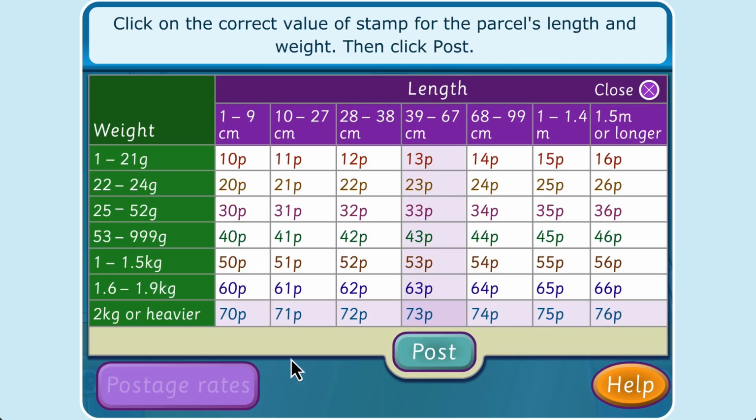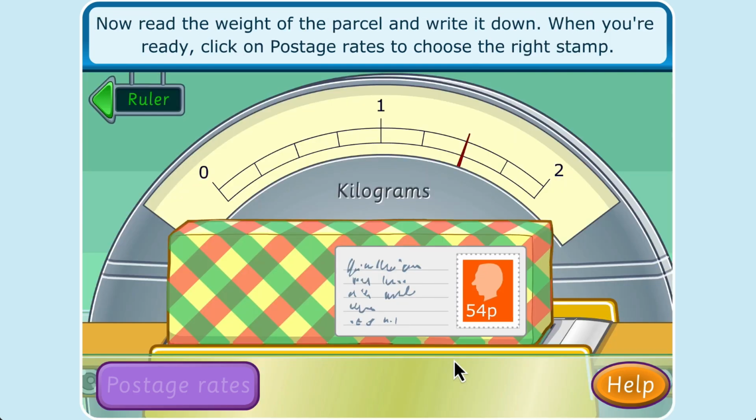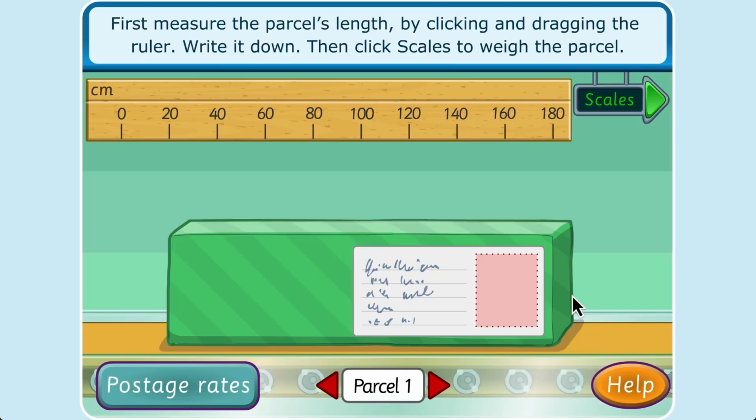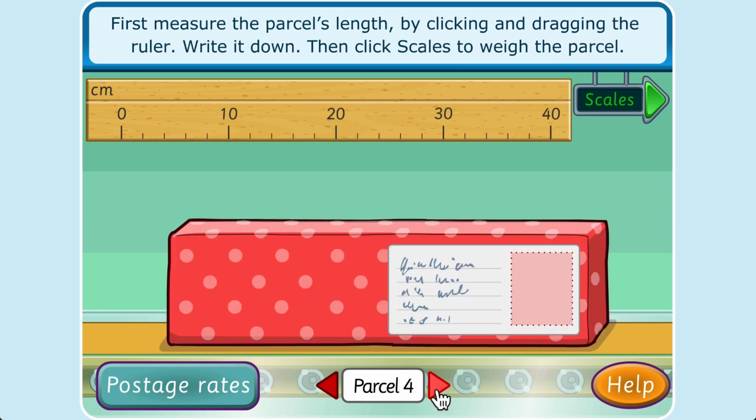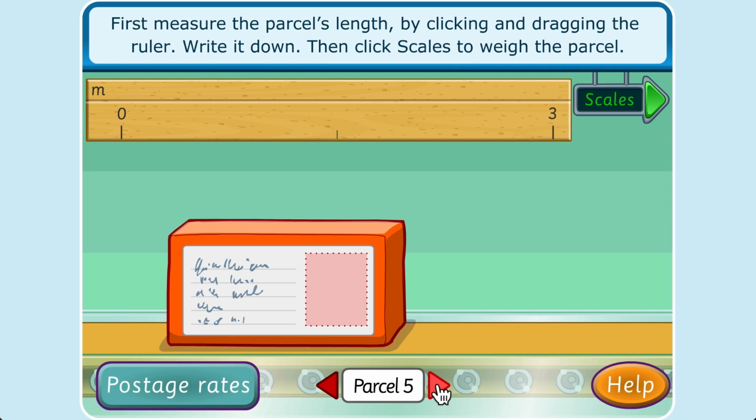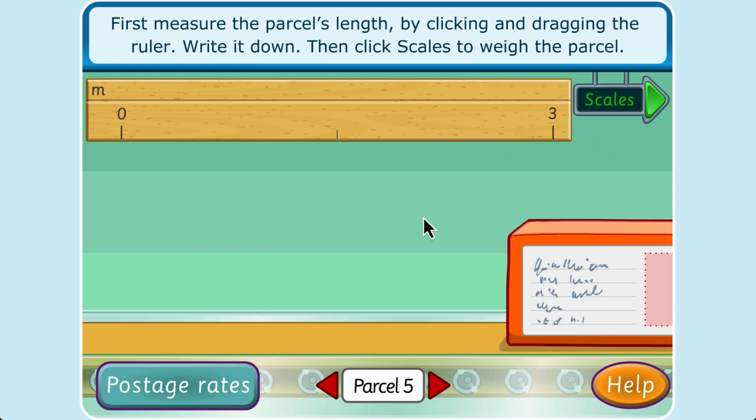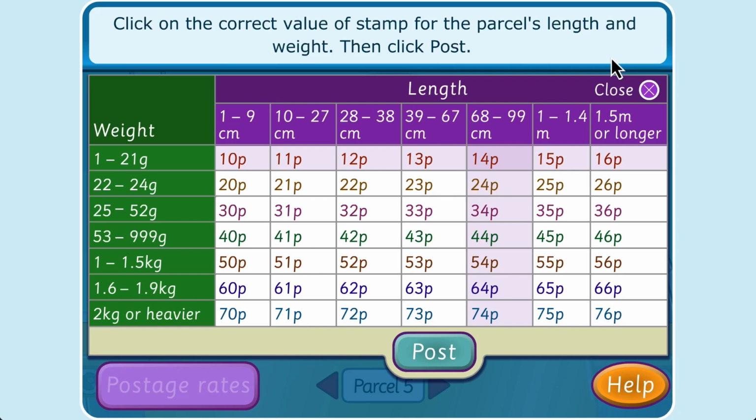So we need the length here to be 68, which is this column, and we need the weight to be 1.5. So 68, here it meets 1.5, so we're gonna put this stamp. Let's check. It's correct. Check the game in the description. You have 1, 2, 3, 4, 5 parcels that you need to measure the length and then the mass for each, and put the right stamp.